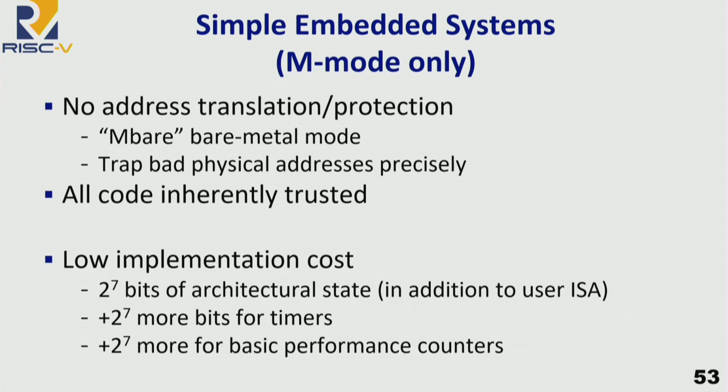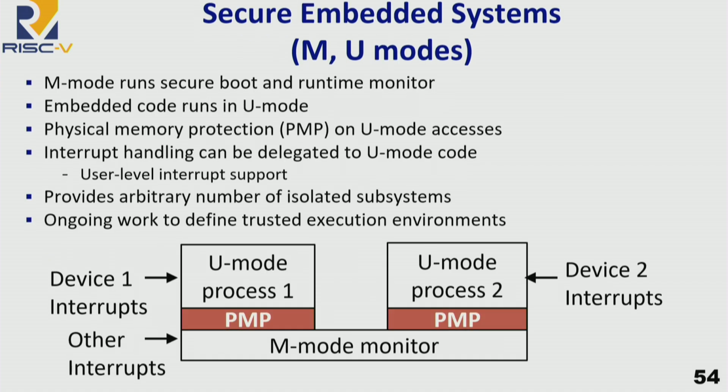So in simple embedded systems, everything's flat, bare metal, no protection or translation. This is very low cost. This is kind of microcontroller that's not connected to anything is what you might use simple embedded M mode only systems for. Now, secure embedded systems, you want to use separate user mode, which is less privileged. And we have the concept of physical memory protection, which is common in other architectures too, but it's quite a flexible scheme. It allows the machine mode monitor to isolate itself from the user mode tasks.